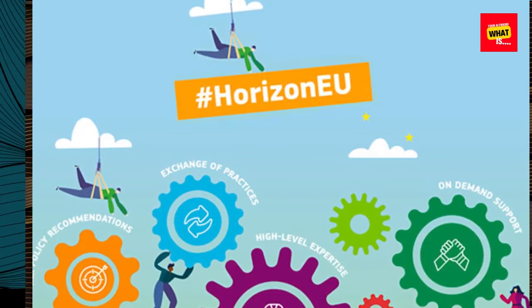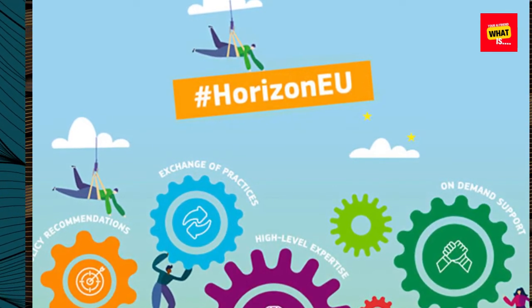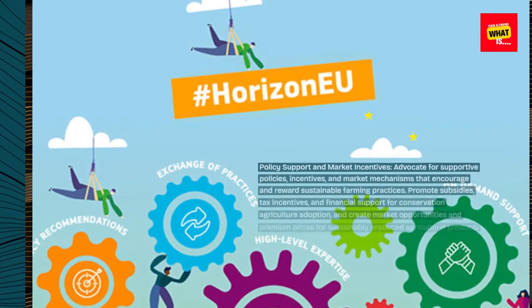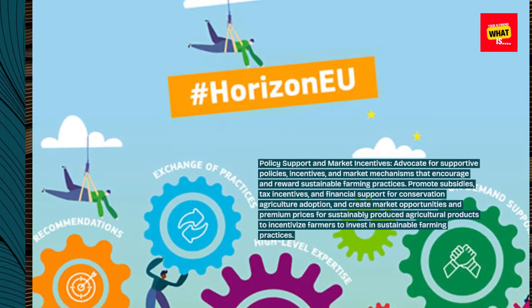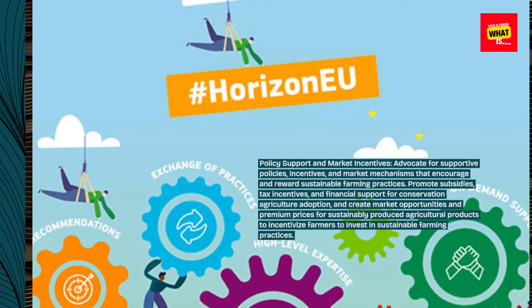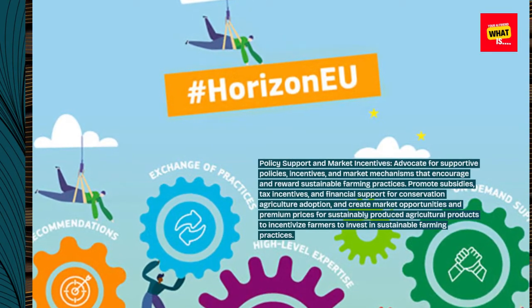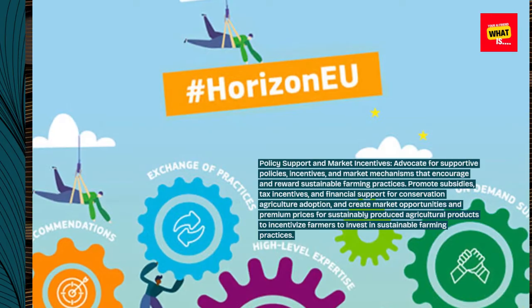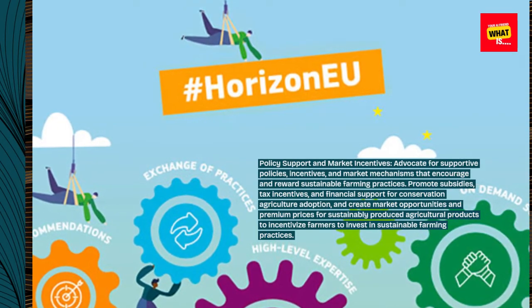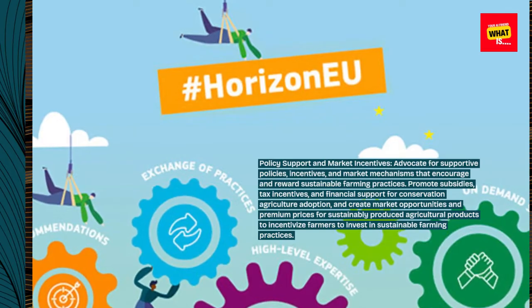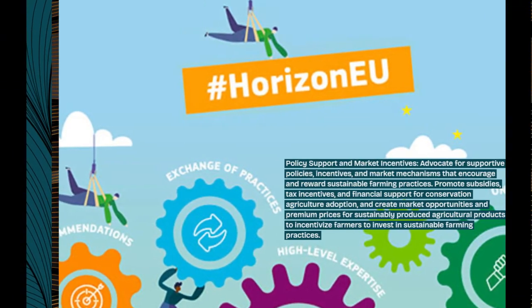Policy support and market incentives. Advocate for supportive policies, incentives, and market mechanisms that encourage and reward sustainable farming practices. Promote subsidies, tax incentives, and financial support for conservation agriculture adoption, and create market opportunities and premium prices for sustainably produced agricultural products to incentivize farmers to invest in sustainable farming practices.